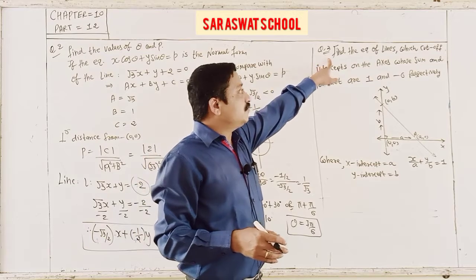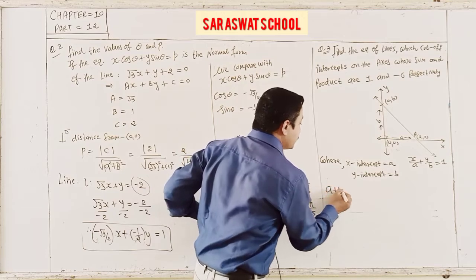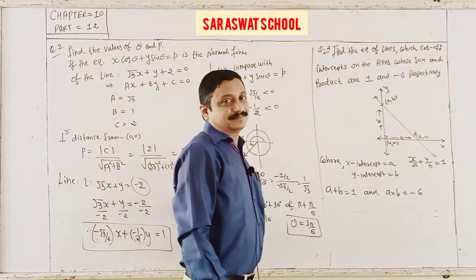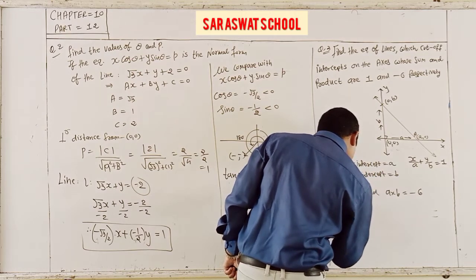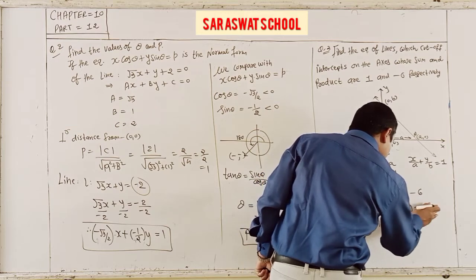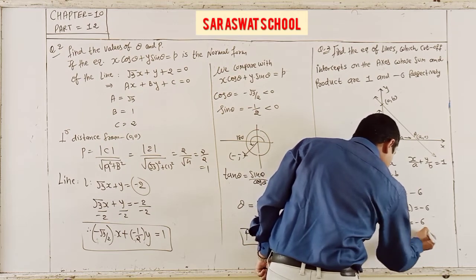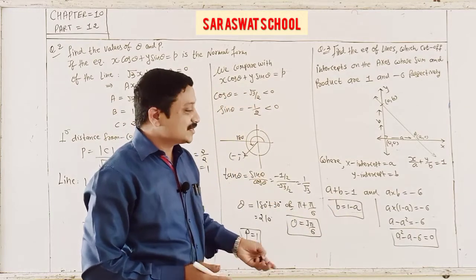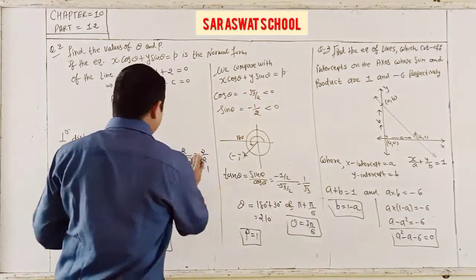Now check. Find the equation of line that cuts off intercepts on the axis with given sum and product. Sum given a plus b, which is 1, and product given minus 6. Very easily derive a and b. So here students, b is 1 minus a. That I apply here. Now calculate a into 1 minus a, so a square minus a minus 6 is equal to 0.